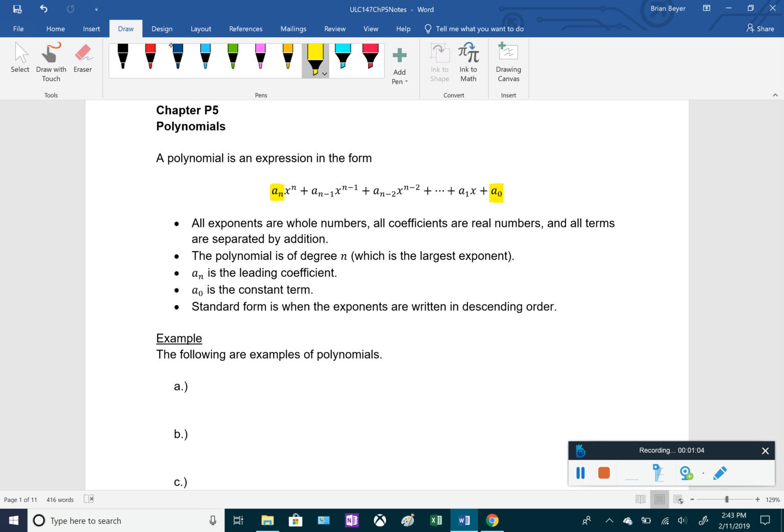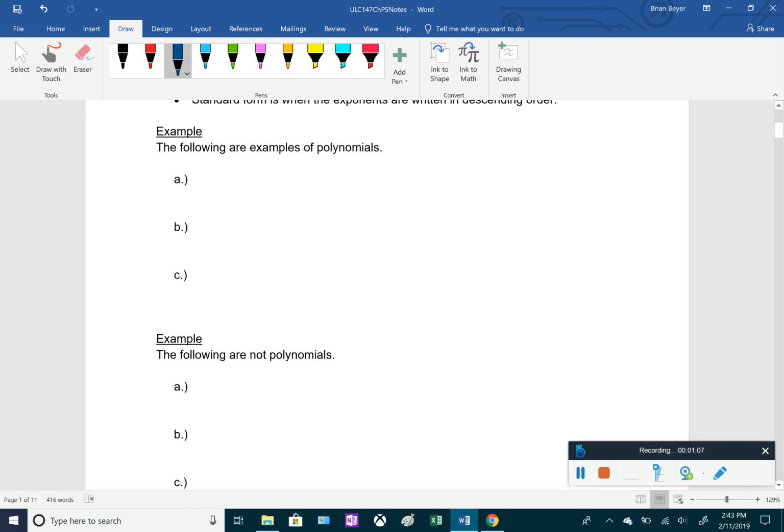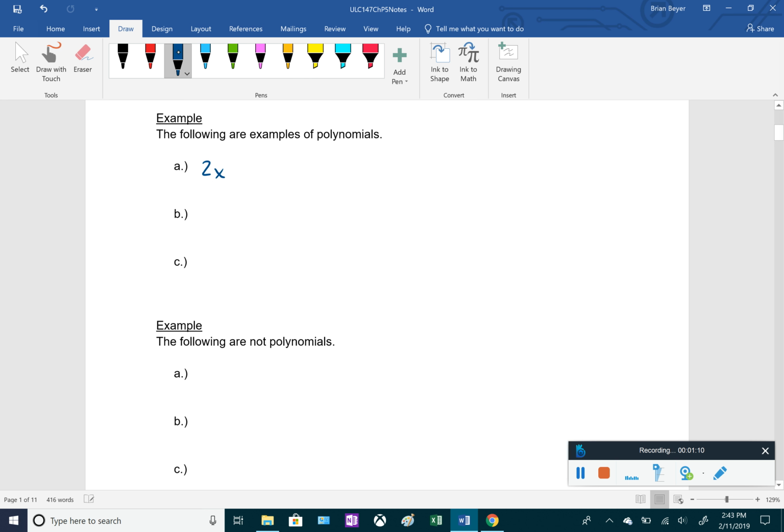So for some examples of polynomials, something like 2x cubed minus 4x squared plus x minus 7. So all the coefficients are real numbers separated by addition. It looks like it's separated by subtraction, but just remember, you could write something like a minus b as a plus negative b, so it's the same thing in this context. Also notice that all of the exponents are whole numbers. So the degree of this polynomial is degree 3, because that's the largest exponent. It's written in standard form also.